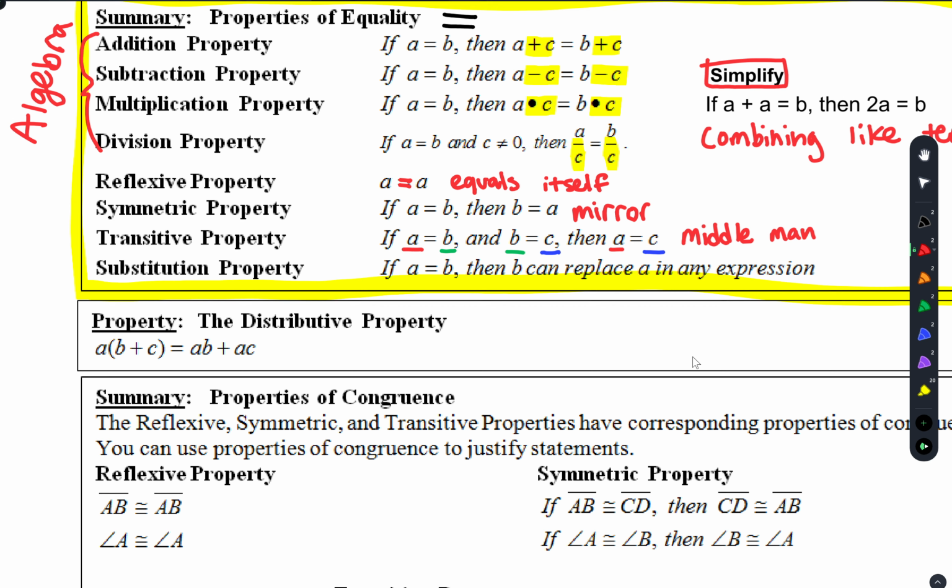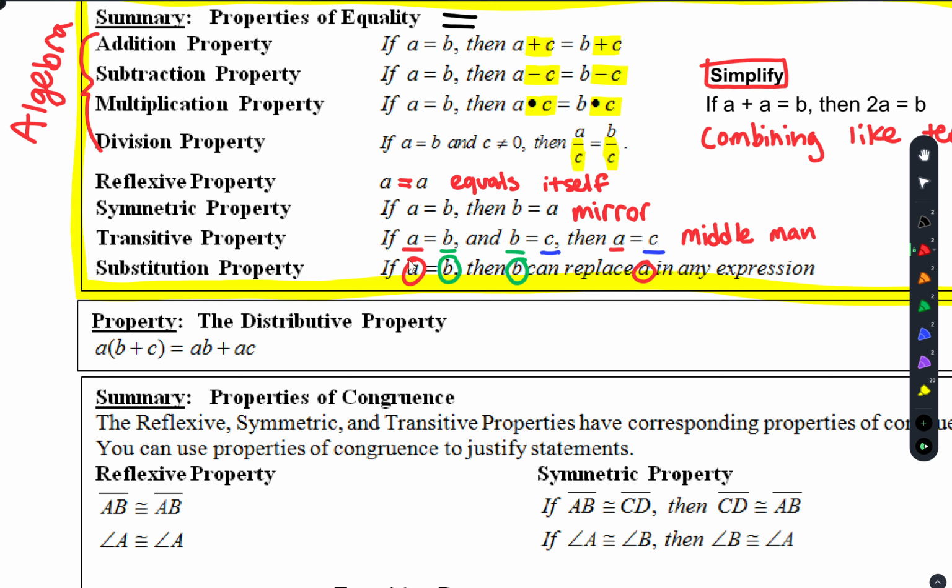The last one here in this box is the substitution property of equality. This one says if A equals B, then we can replace any A in an expression with a B. That's literally all it says. So A equals B, then B can replace wherever I have an A. So this is like if you get an equation like x plus 5 equals 7, I can say x equals 2. I can replace x with 2 in that equation, right? That's substitution.